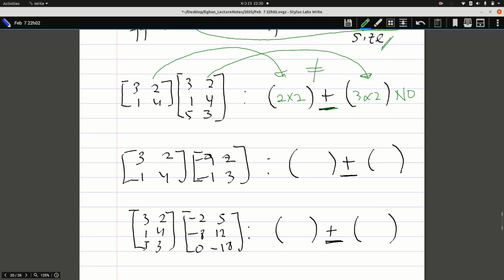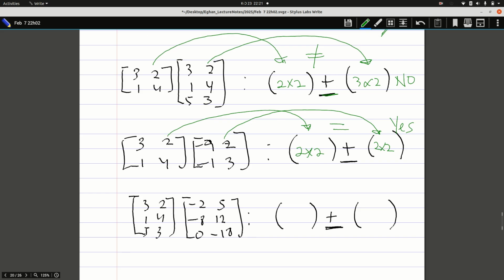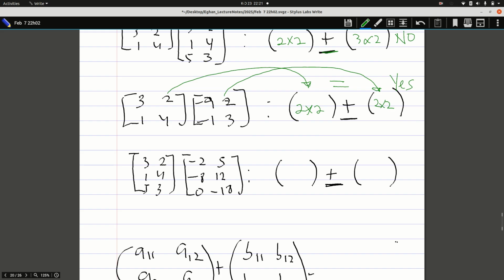Let's take this example 2. This is a 2 by 2 matrix. This is also a 2 by 2 matrix. Can I add them or subtract them? Big yes, because the dimensions are the same. In the third example, this is, I think, 3 by 2, and this is also 3 by 2. Can I add or subtract? Yes, I can add them because the dimensions are the same. So this is how simple additions and subtractions can be, by checking the dimension of the matrix.